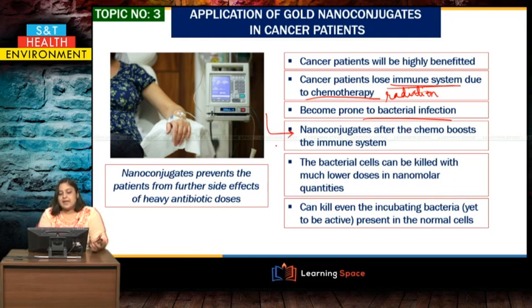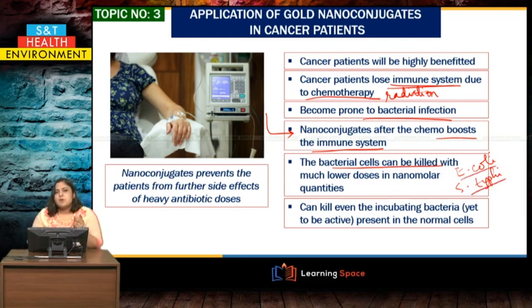These nanoconjugates boost their immune system. So if you inject some nanoconjugates into a cancer patient, these bacterial cells can be killed. Like the bacterial cells we talked about, Escherichia coli and Salmonella typhi. These are normal cells. They can cause typhoid or any kind of dysentery. These small bacteria are very harmful. Now generally we are immune, but cancer patients may not be immune from these kinds of bacteria. So they have to be killed in their body.